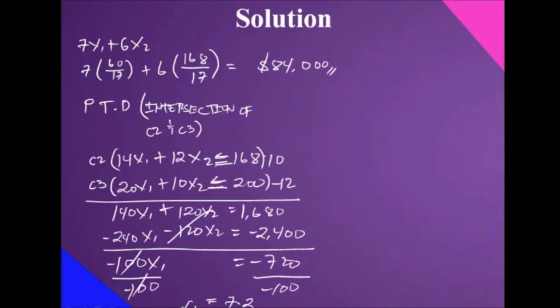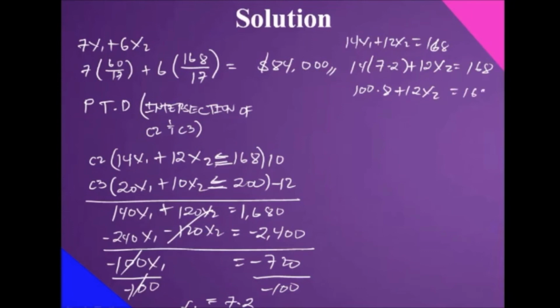Again, hindi lang sa first, pwede rin to sa second. Depende kung saan gusto nyo. So, dito na lang tayo. So, 14 x sub 1, copy muna. 12 x sub 2, 168. So, 14, substitute natin yung 7.2 na nakuha natin sa value ng x sub 1. And magiging 100.8 ito. No, 100.8 plus 12 x sub 2 equals 168.